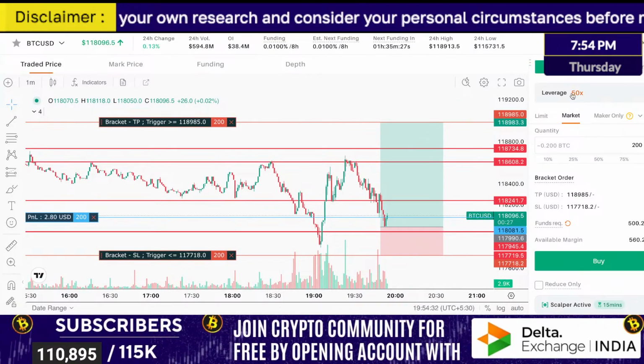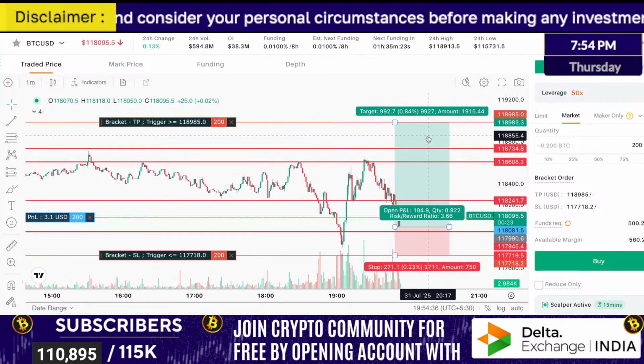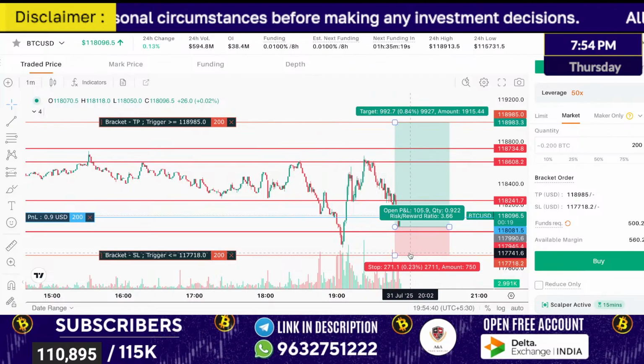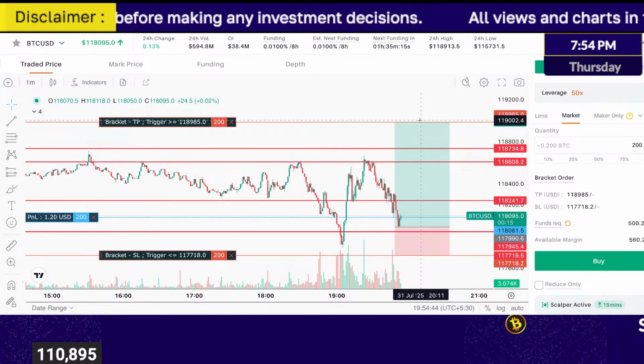So that's about it. Thank you everyone for participating in the live stream. I'll keep you updated about the status of this trade. Just 270 points is the risk, 1000 points is the target. Risk reward is nice, so I have entered.